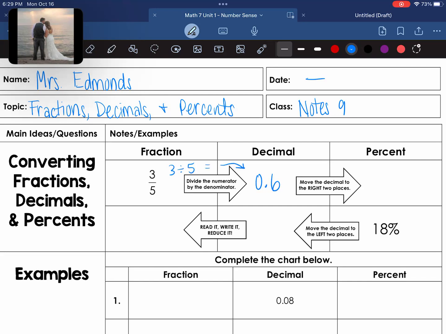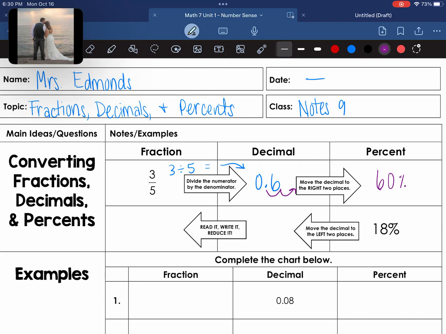Now, if we want to figure out the percent, all you have to do is move the decimal place 2 place values to the right. So that would be 1, 2, which means it would be 60. I have that little open space, so we have to fill that with a 0. 60%.